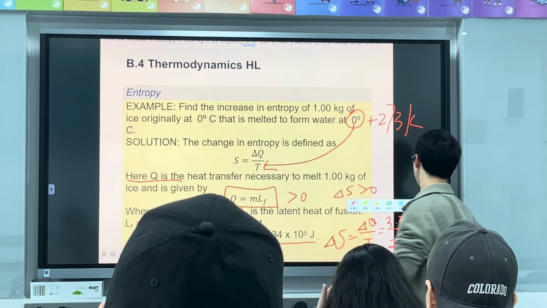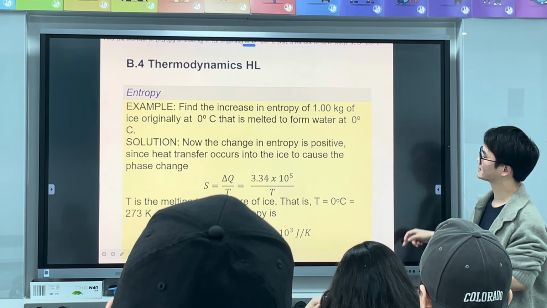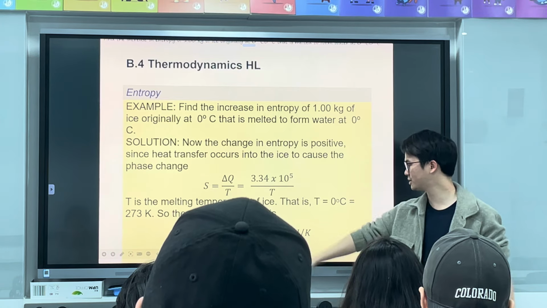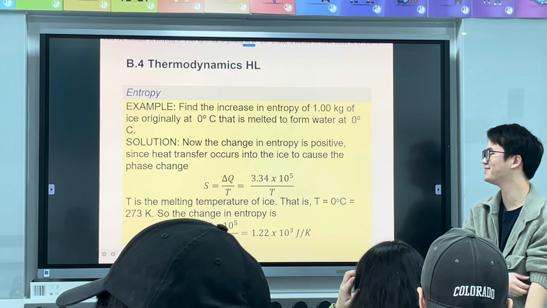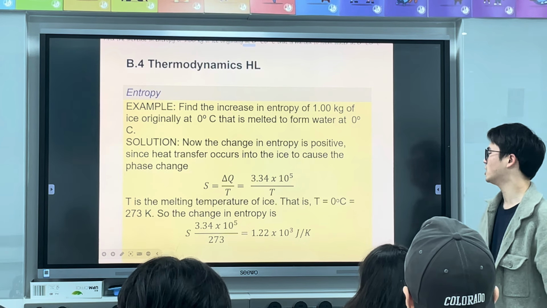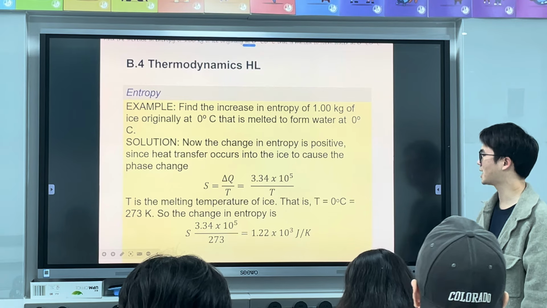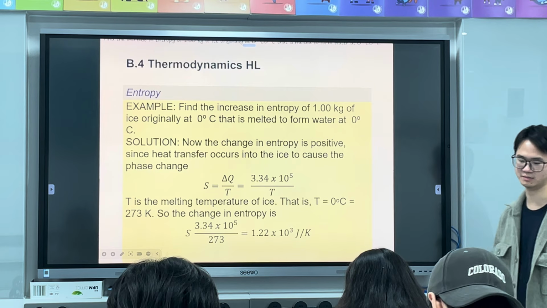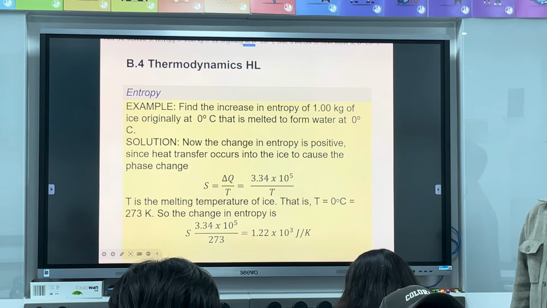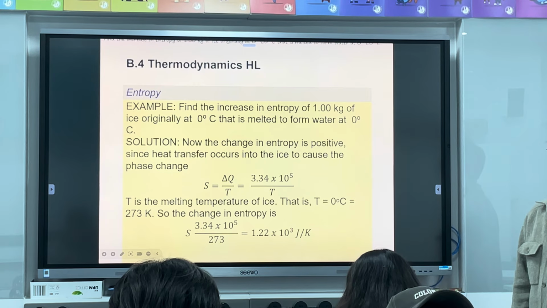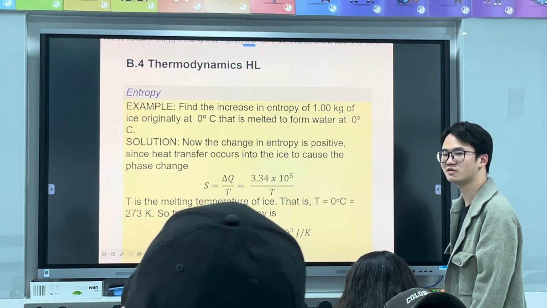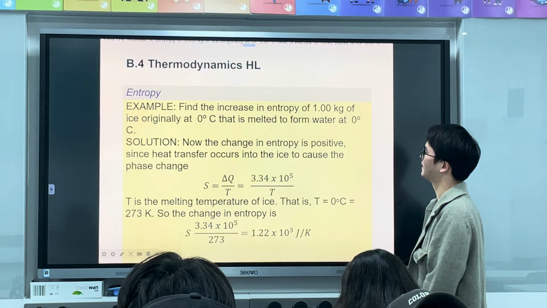Let's check the answer. 1.22 times 10 to the power of 3, so 1,220 joules per Kelvin. So far so good? Okay.